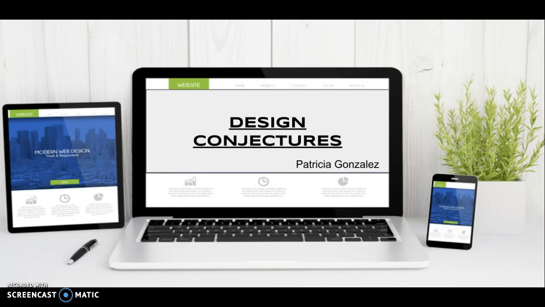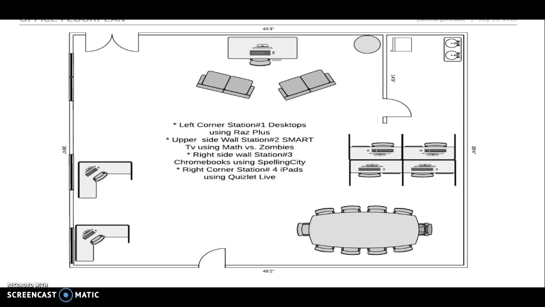On my last presentation I talked about my prototype, which is a set of apps that I'll be using in the classroom. This time I will be talking about the map, visualizing all the positions of these stations of the applications. On this left corner, station number 1, I'll be using the desktops for reading A through C, which is RAS Plus or RAS Kids.